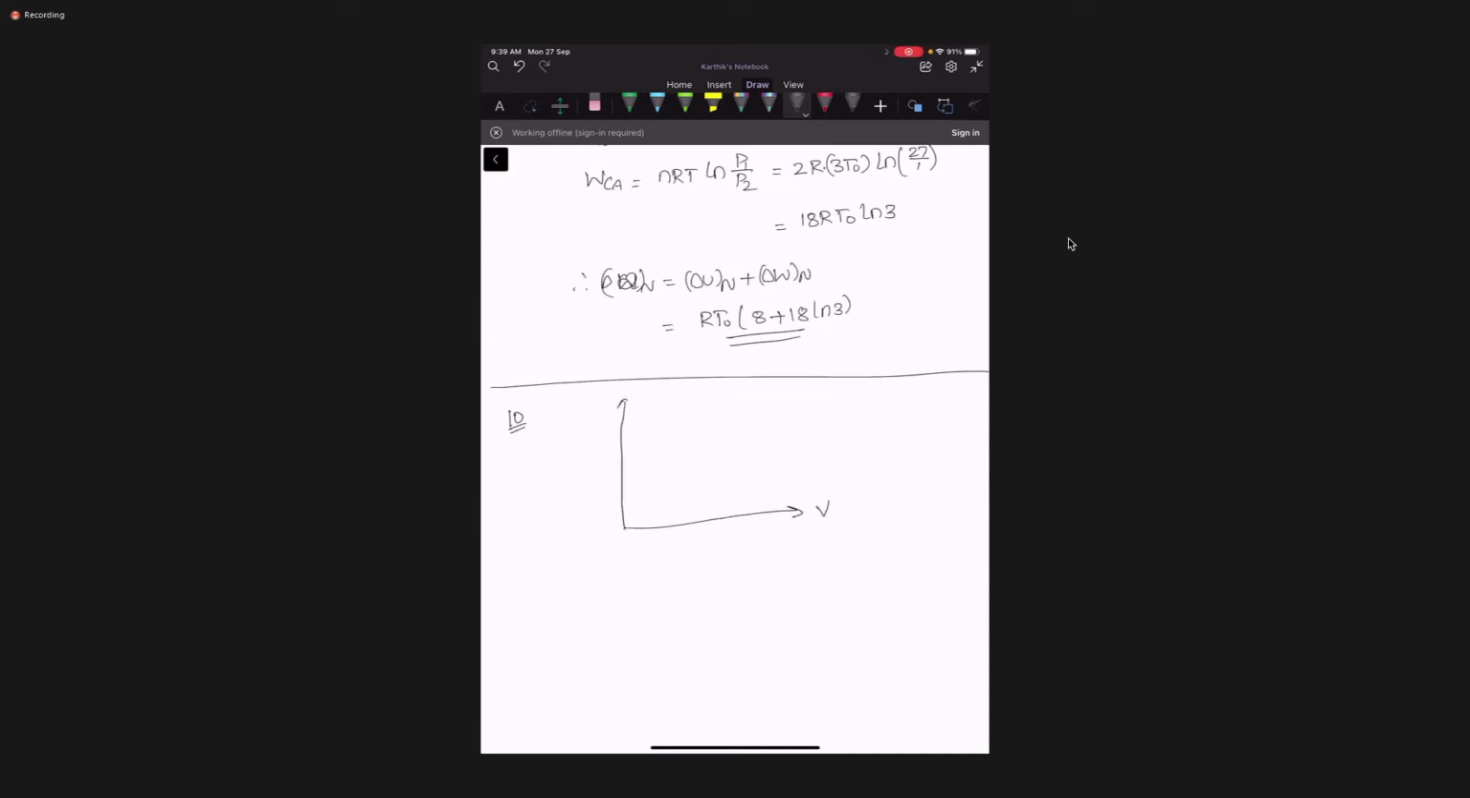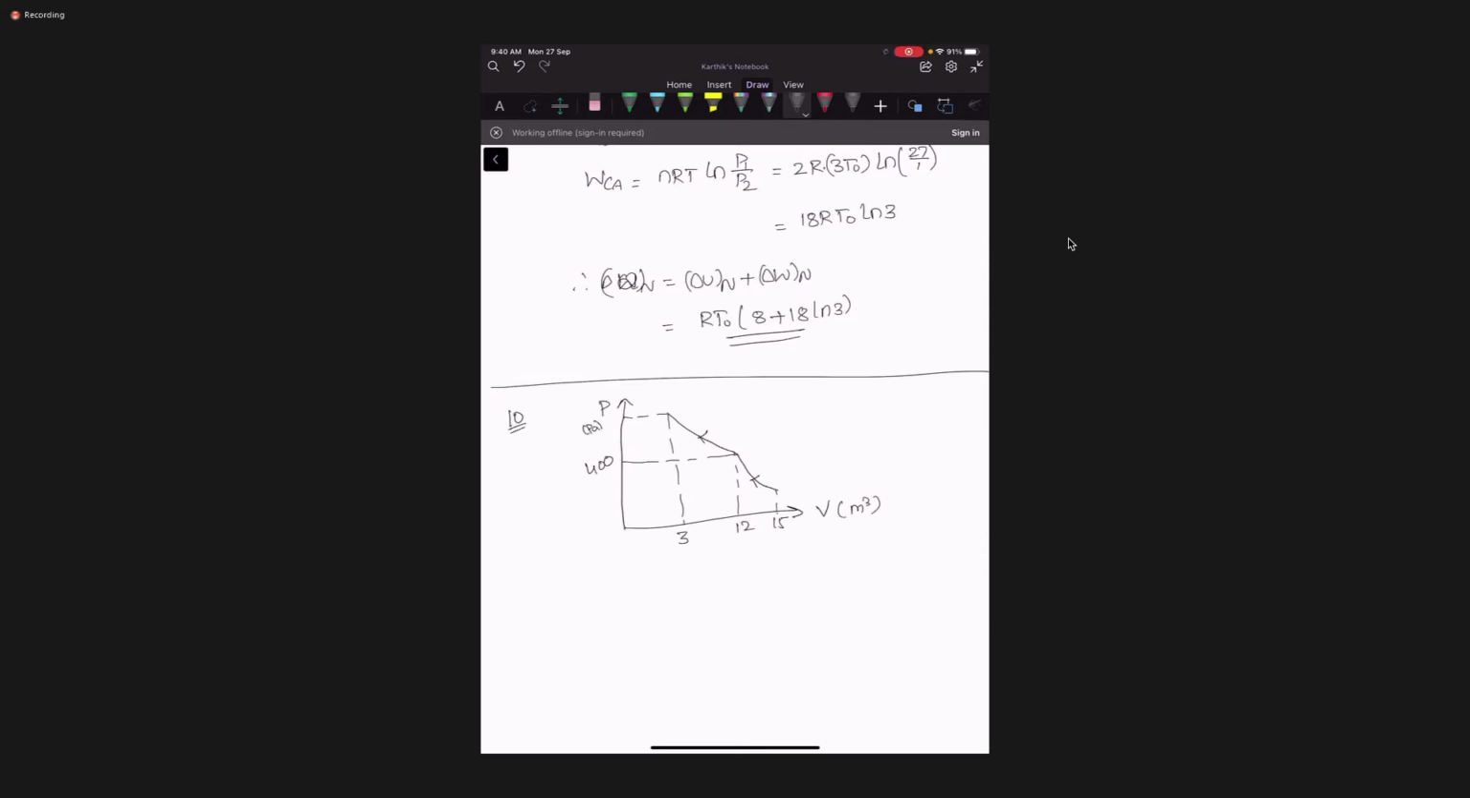This is volume. This is pressure. It is going like this, and from here, it is going down like this. Pressure is in pascals, 400. The volume is in meter cube. This is an easy question only. 12, 15. This guy is at 3 meter cube.